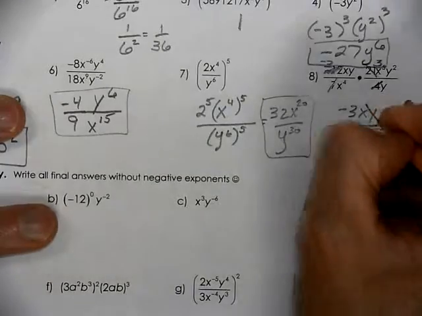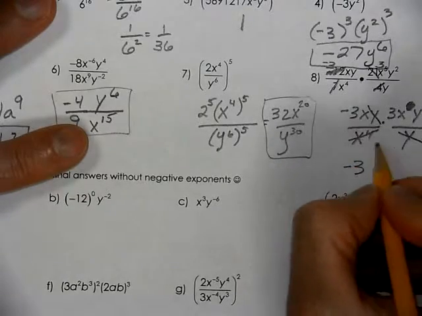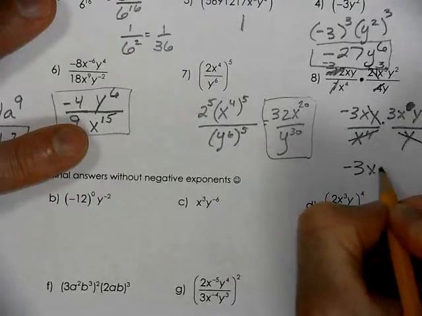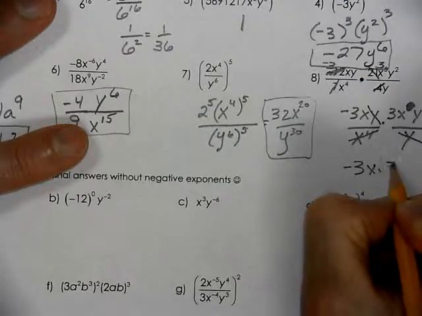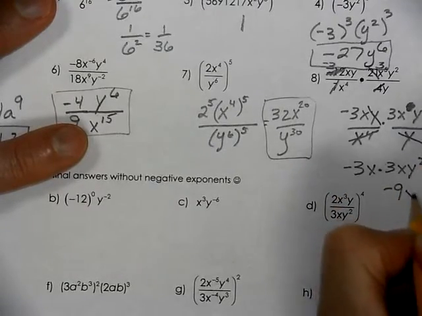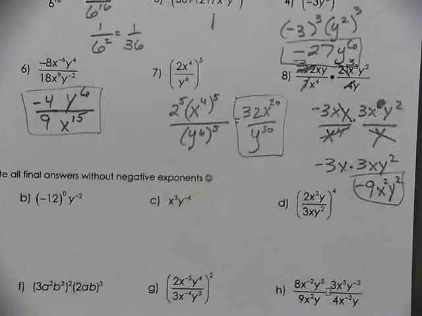This y is going to cross out with that y. So I'm left with -3x times 3x y squared. So -9x squared y squared.